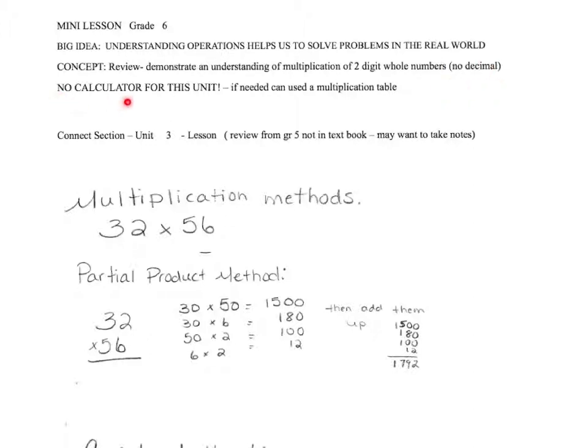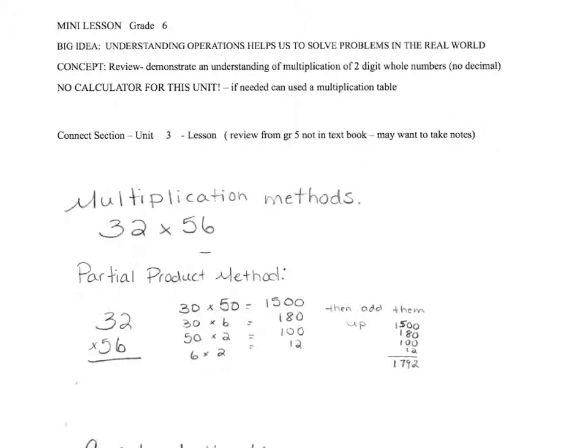Reminder, you may not use a calculator for this entire operations unit, all of chapter 3. No calculator is allowed. However, if you are struggling with your basic facts, you can definitely use a multiplication table. Just make sure you indicate that that was some of the support that you needed. So again, this is not from the textbook. You may want to take notes if you've forgotten.